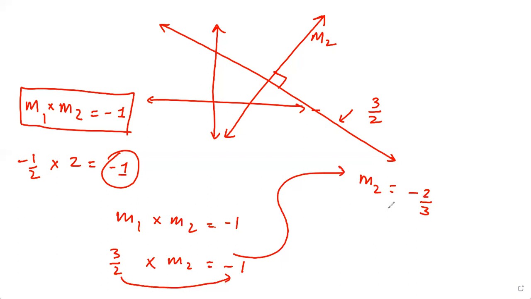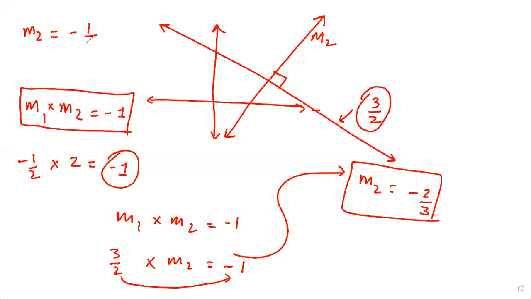Very simple. Now you might be observing that this m2 is nothing but the negative reciprocal of m1, which is obvious from here. Look at this: m2 is -1 upon m1. So negative and reciprocal of the first slope. If I take the reciprocal of 3/2, I get 2/3 and negative. So if you want a shortcut, you take the negative reciprocal of the slope of the given line, and you'll get the slope of the perpendicular line.